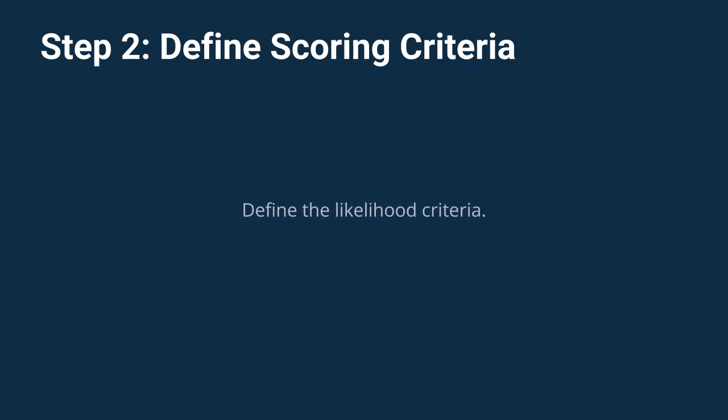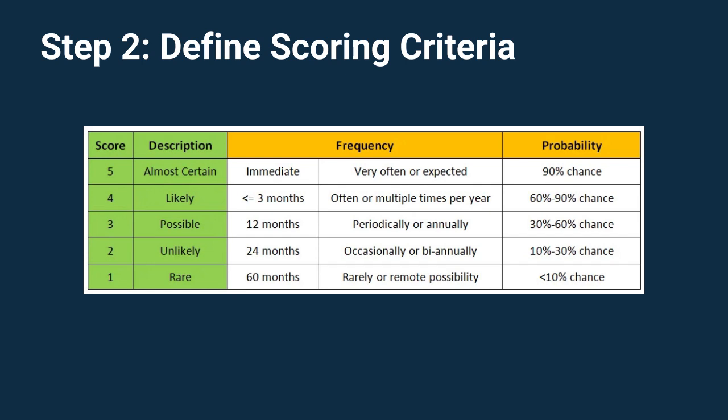The next step in the process is to define the likelihood criteria for the risk assessment. Likelihood refers to the probability or chance of a specific event or outcome occurring, based on available information or data. To begin this exercise, create a spreadsheet as shown here. List down the likelihood scores in the first column starting from highest to lowest and the attribute of that score in the next column. In the next column, define the criteria by setting out frequency for each score.